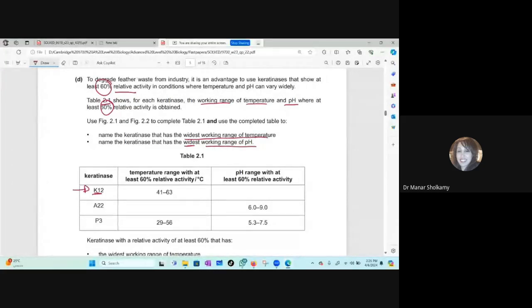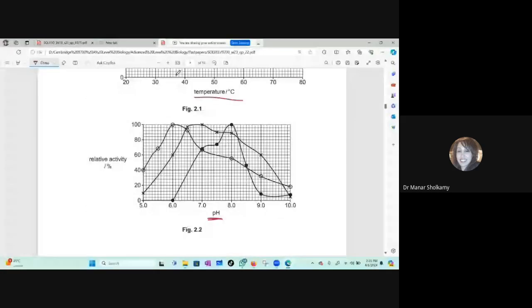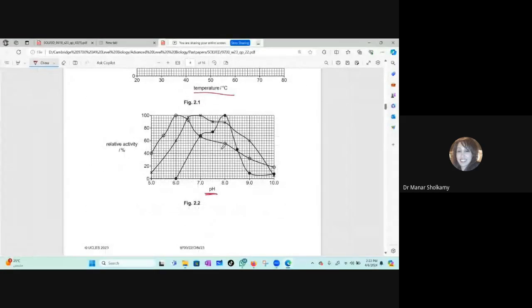The temperature range at which there is at least 60% is from 41 to 63. Now the pH range with at least 60% relative activity. Okay, which graph will you go to, temperature or pH, to get the number here? pH, very good. And you will look at the key because I'm looking at keratinase K12. So what will I do?